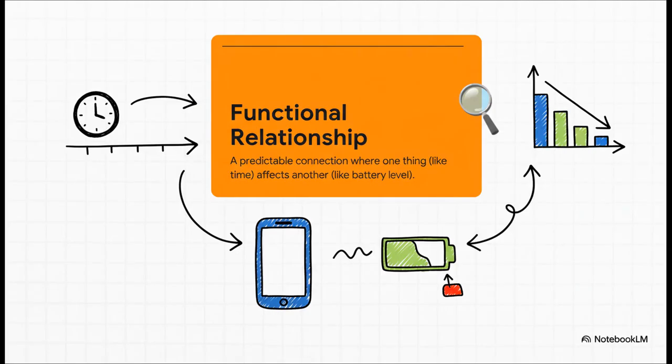It's called a functional relationship. Okay, that sounds super technical, I know, but all it really means is that there's a predictable connection between two things. For our phone story, it's simple. As time ticks by, something predictable happens to the battery level. One thing directly, and I mean directly, affects the other.